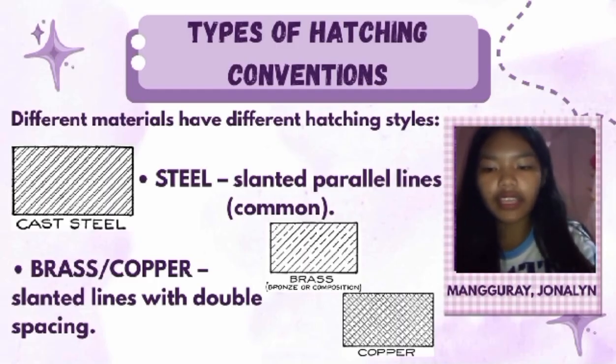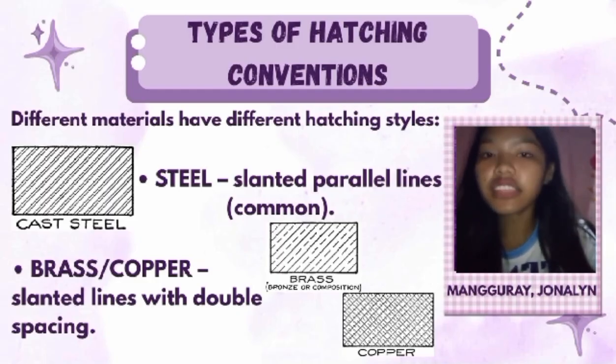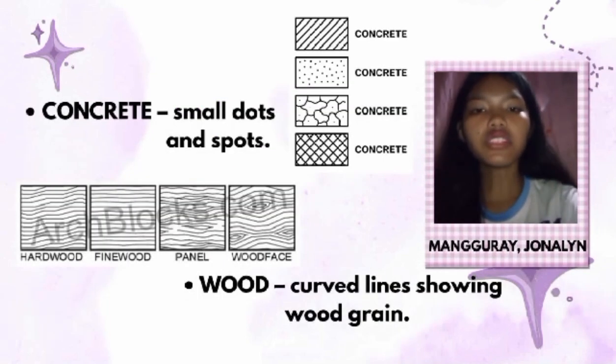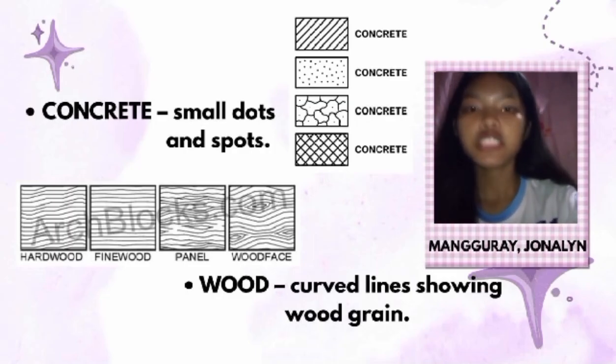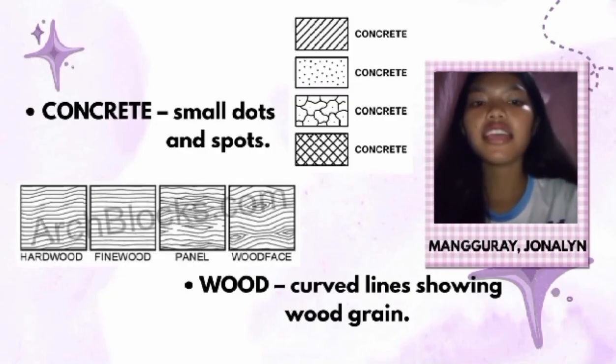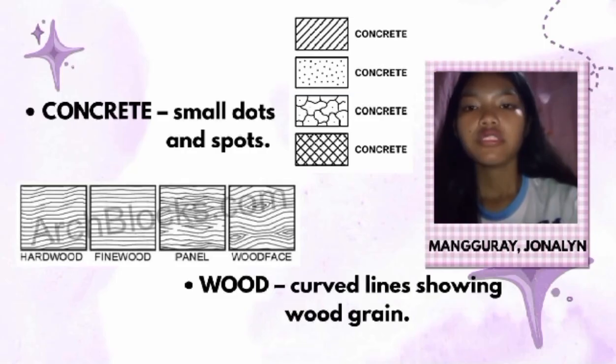The second one is brass and copper, slanted lines with double spacing, often depicted as a variation of the steel pattern but with double spacing between alternating lines or sets of lines to differentiate it from steel. The third type of hatching is concrete, small dots and spots. This is a distinct pattern featuring small dots and small spots or triangles distributed throughout the section area.